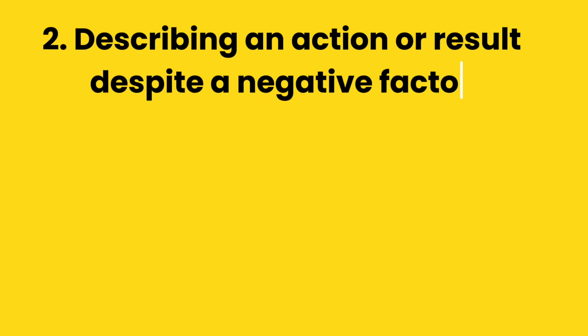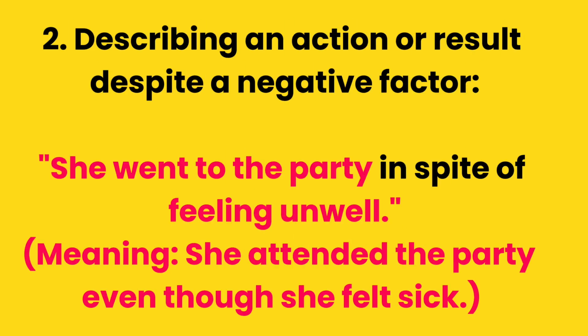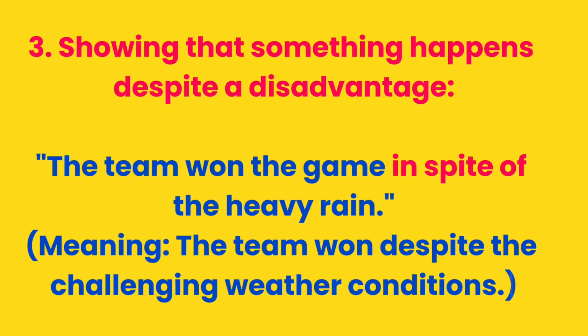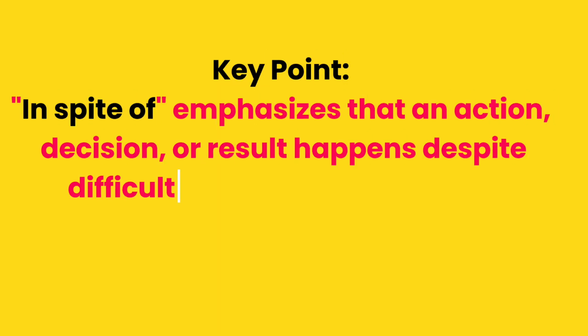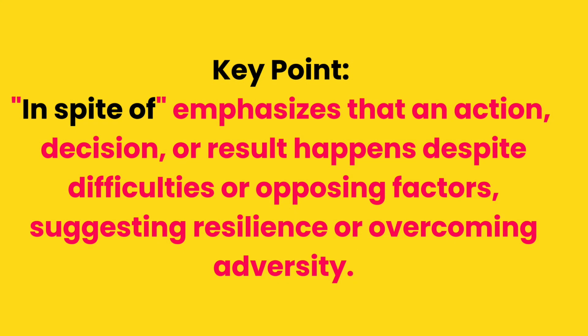2. Describing an action or result despite a negative factor. She went to the party in spite of feeling unwell. Meaning, she attended the party even though she felt sick. 3. Showing that something happens despite a disadvantage. The team won the game in spite of the heavy rain. Meaning, the team won despite the challenging weather conditions. Key point. In spite of emphasizes that an action, decision, or result happens despite difficulties or opposing factors, suggesting resilience or overcoming adversity.